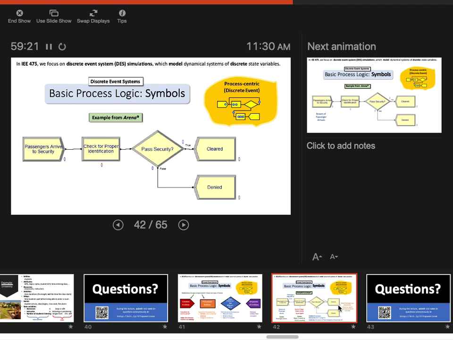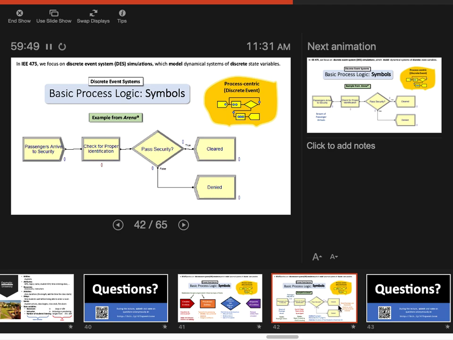So passengers arrive at security. If I were to drill down into this block, I could say how many passengers arrived and how frequently they arrive. And there are statistical distributions in there that I can put in. Check for proper identification. If I were to drill down into this rectangular block, I can tell you how long does it take to check for an ID. What's the minimum time? What's the maximum time? What's the average? What's the distribution shape like? All that I can put in through here.